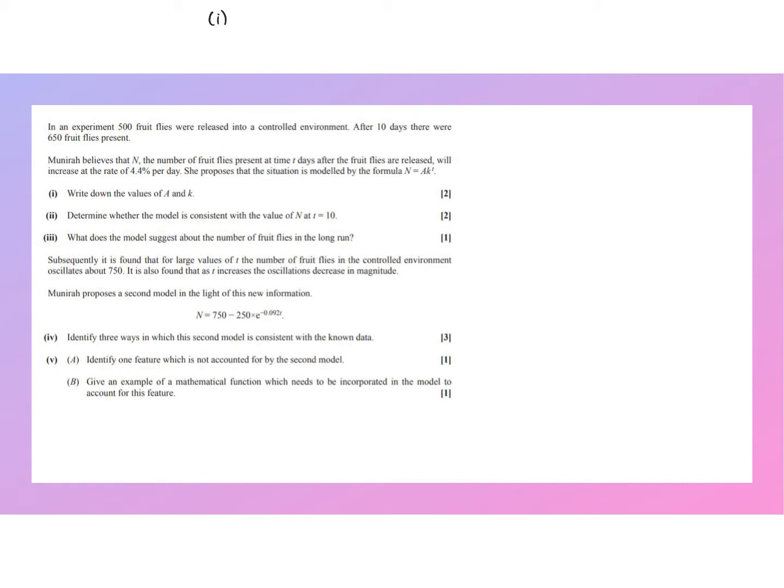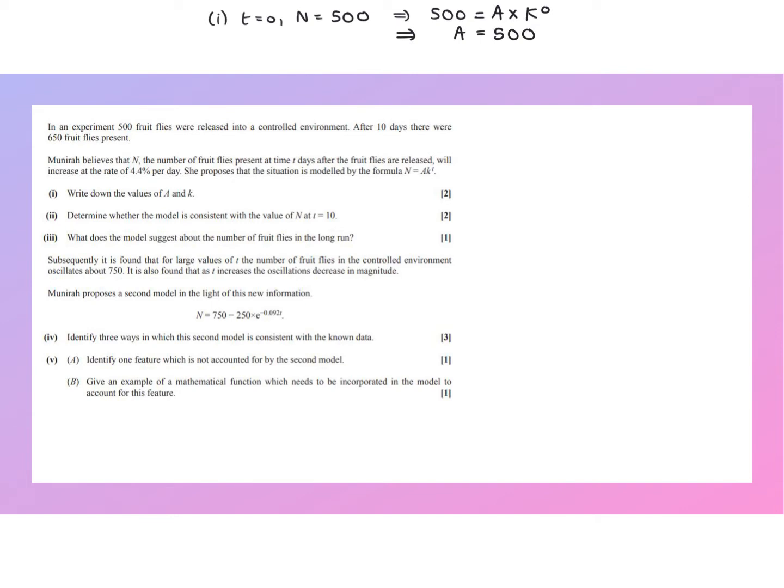So what do we know? We know when t equals 0, n equals 500. So that then tells us that 500 is equal to a multiplied by k to the power of 0. k to the 0 is 1, so this simply gives us a equals 500.